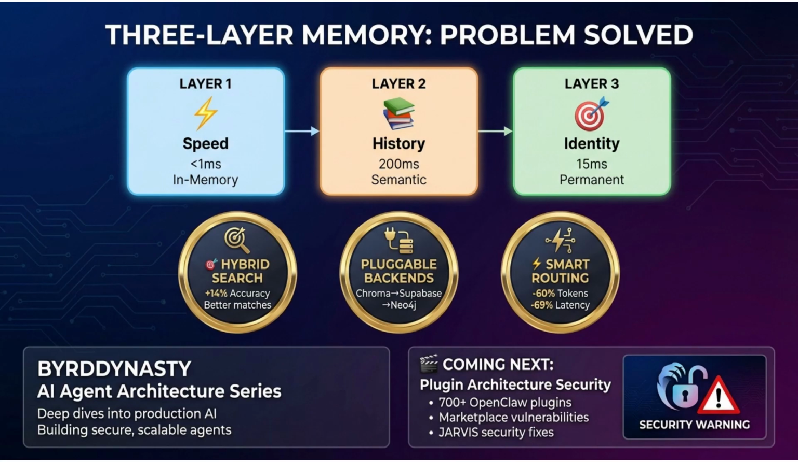Now you have it. This video details how to tackle the memory problems that have plagued so many developers. The 3-level architecture solves the memory problem. Layer 1 for speed, Layer 2 for history, and Layer 3 for identity. Our enhancements in JARVIS made it better with hybrid search, pluggable backends, and smart routing. The 3-level architecture has been production tested across thousands of hours. It is indeed a solid foundation. Use it as such, and add your own enhancements based on your own usage patterns.